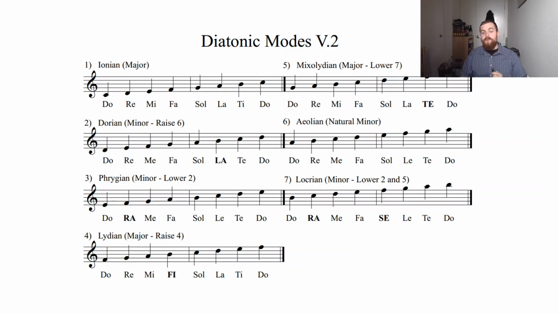Okay? So Dorian, let's do half notes. Okay? So here's D. It was re before, but now we're treating this as do. So this is now do. Ready? 1, 2, half note.